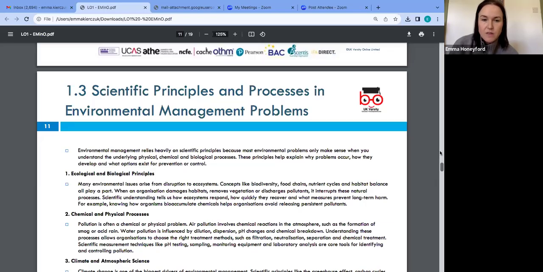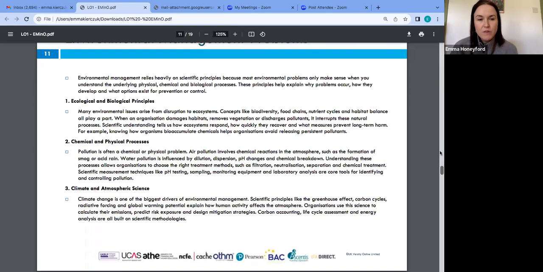So we've got the impacts on ecological and biological principles, and understanding how ecosystems respond and how they can recover from any negative impacts. It's important for organisations to understand what the long-term impact on our local environment is if we continue to operate in this way. And then you've got the chemical and physical processes, and then the climate and atmospheric science.